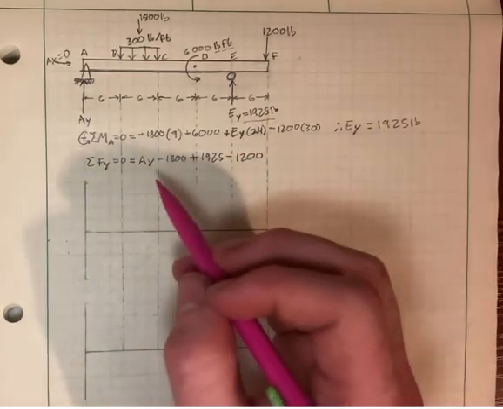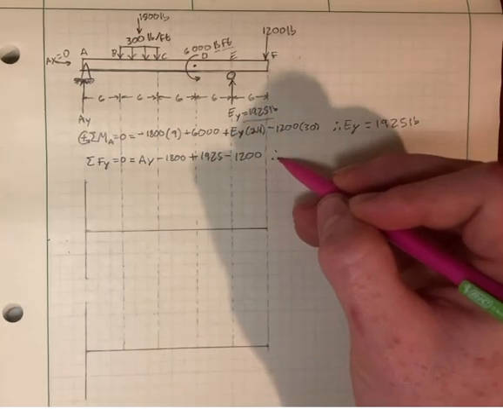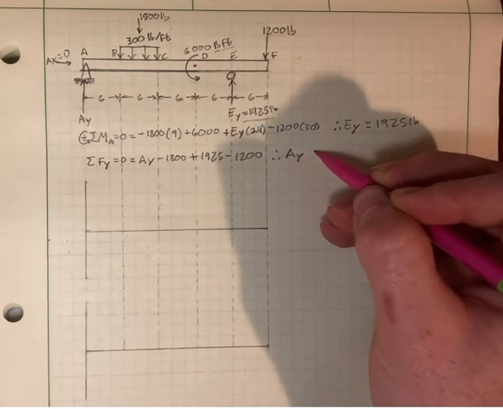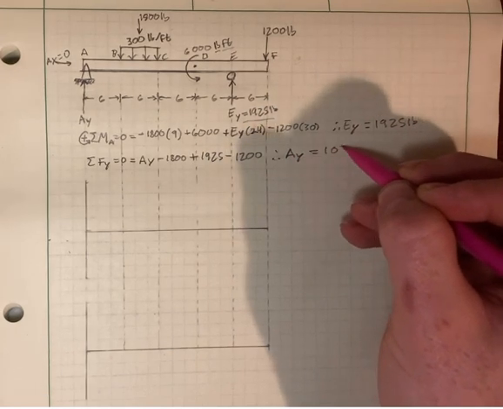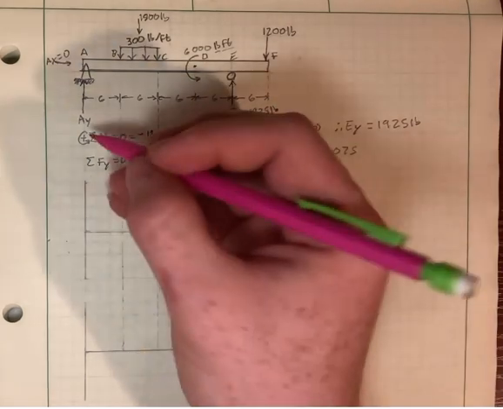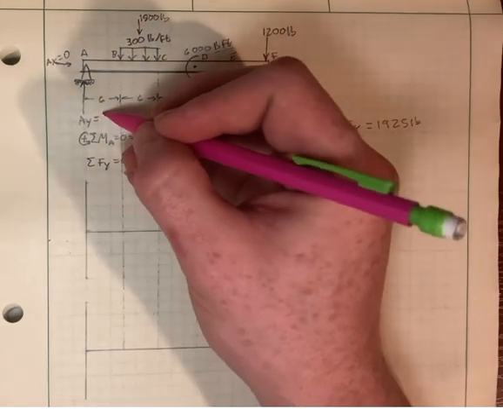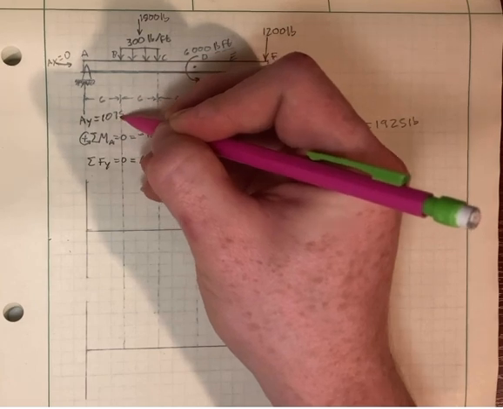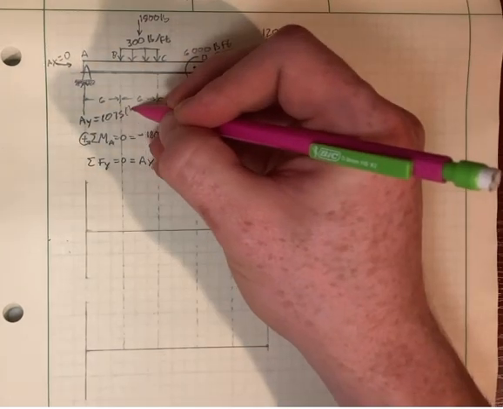Once again, one equation, one unknown. Go ahead and solve for it. AY equals 1075. Great. And let's put that up there. 1075, and that's pounds.